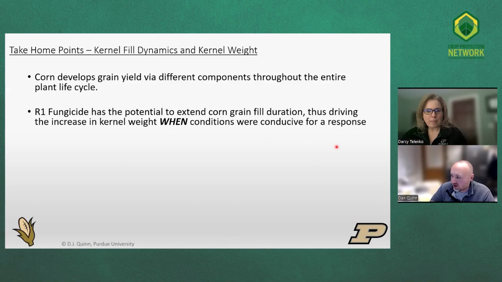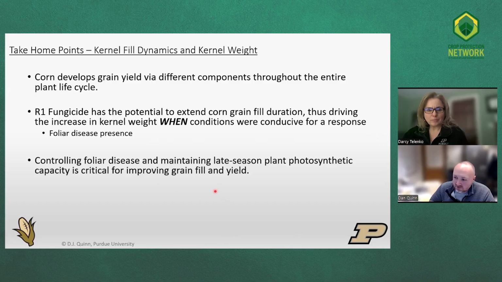But I do always stress that with this research trial, we did have conditions that were conducive for response. We did have foliar disease across all the site years of doing this trial. I always get asked, hey, did you see this without disease? And I can't answer that because we had disease across these trials. And that was one of the bigger stressors that we saw, especially in 2023 with this research trial.